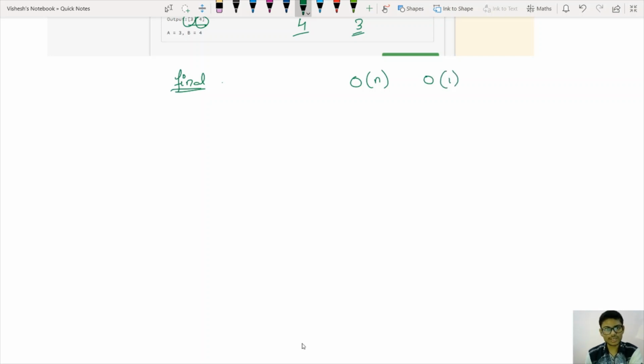So the approach to solve this problem is that we will do two steps. In step number 1, first of all, we will find the sum of all the elements present in the given array. So in this step, we will find the sum of all the elements.